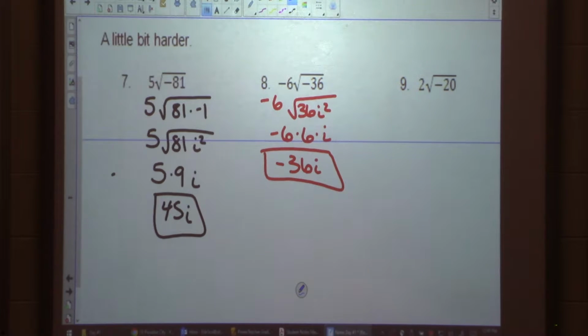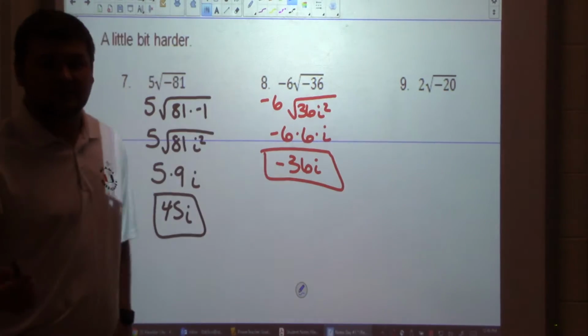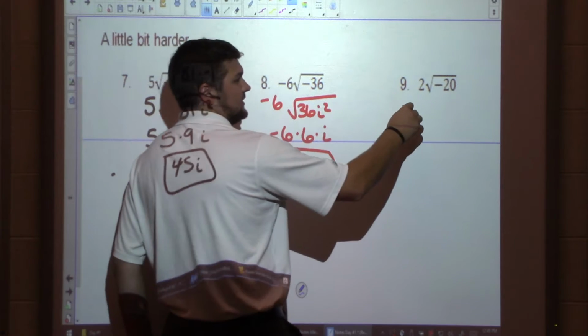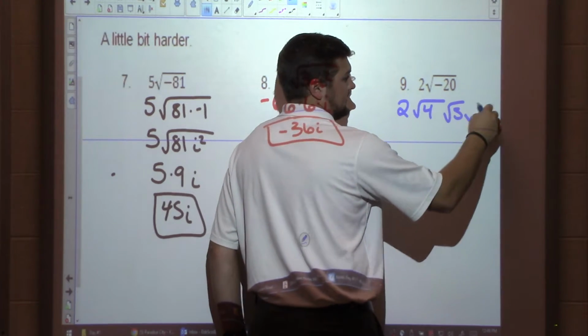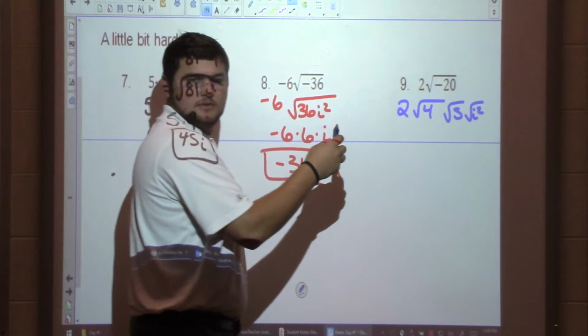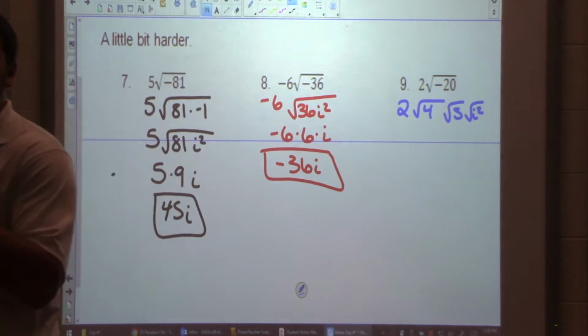We found a perfect square in 20. Perfect. So you did the simplified radical. What perfect square did you find in 20? 4. So you got the square root of 4 times the square root of 5 times the square root of i squared, I assume? Right? Perfect. Break that negative 20 down.